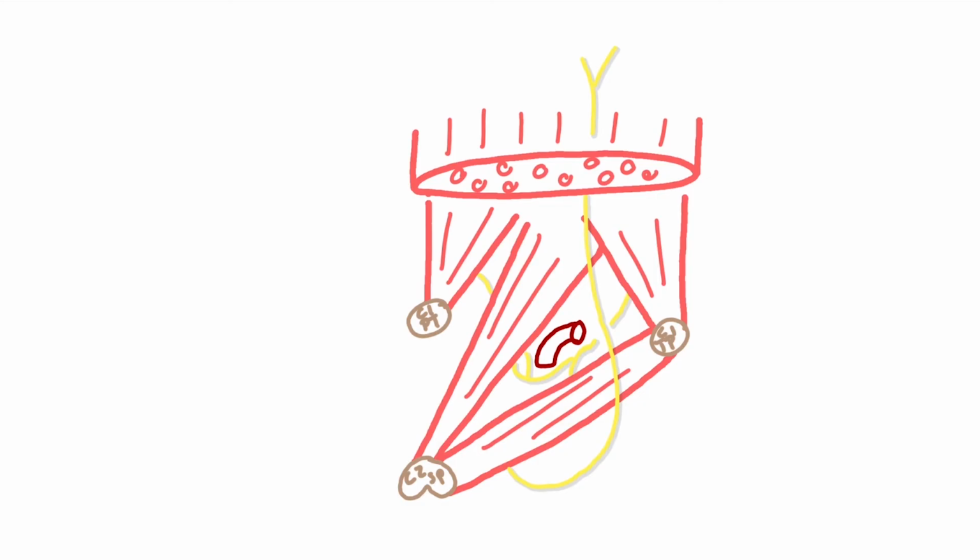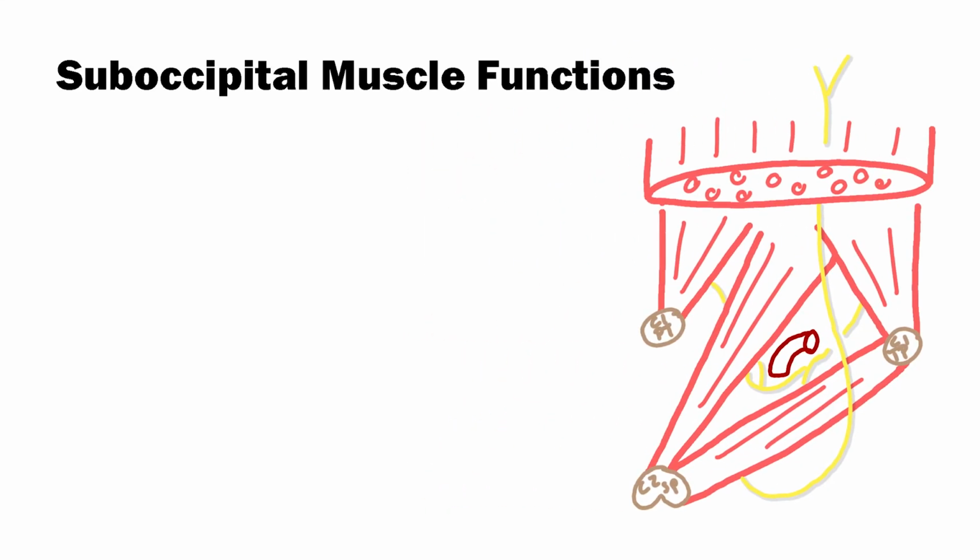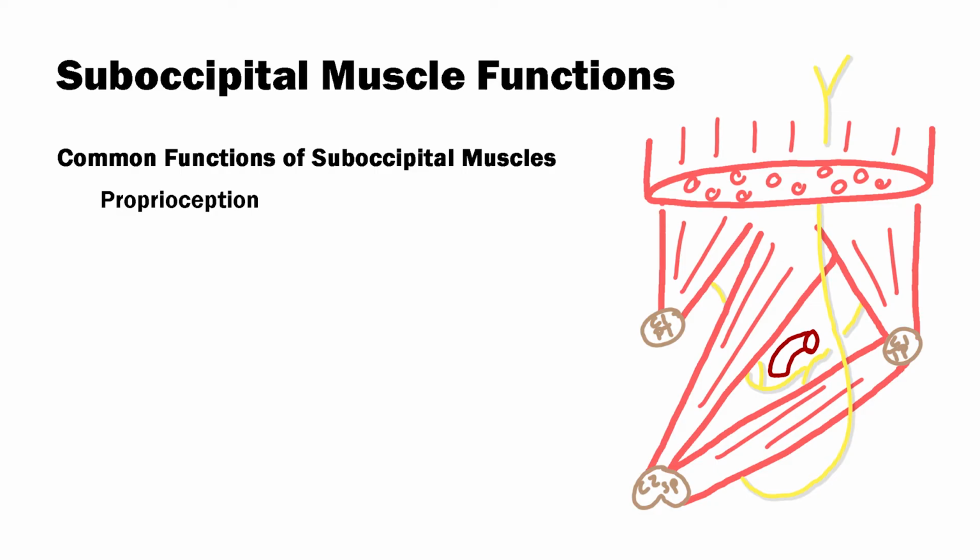There's also a venous plexus within the suboccipital triangle. It's not going to be super important for you to be able to ID that, so I just didn't add it to this image. I also want to briefly talk about muscle function here. All four of these muscles are relatively small, but they have been found to help with proprioception, or letting us know how our head and neck are moving in space.